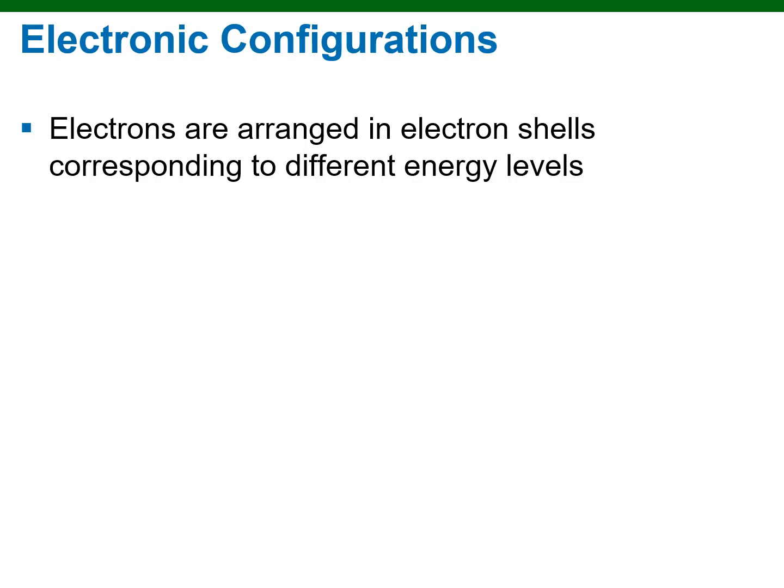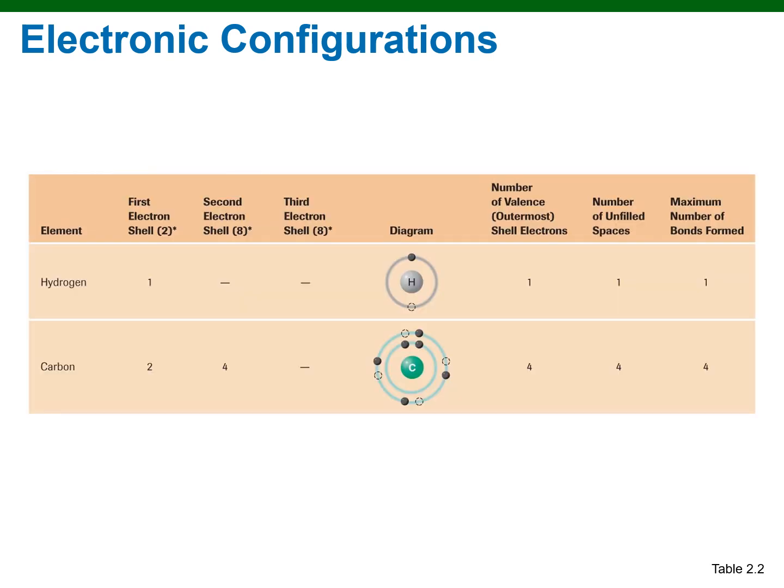In the next few slides, we'll take into account where electrons reside within a given atom, and we'll be specifically looking at electron shells and their corresponding energy levels. On this slide and the next slide, we'll see tables showing us various electronic configurations, and let's take a closer look here at some of the common elements in this regard.